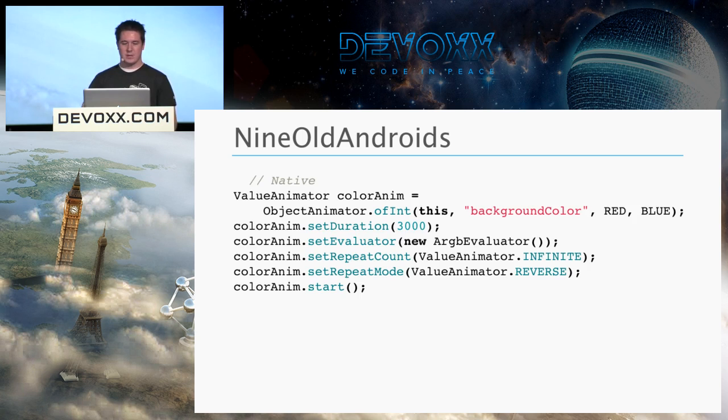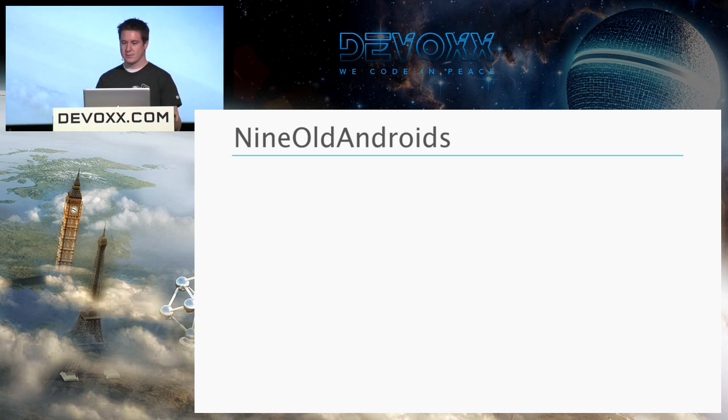So this is code that's copied from one of the API demos that come with the new animation API. And if we were to change this to work with NineOldAndroids, it would look like this.